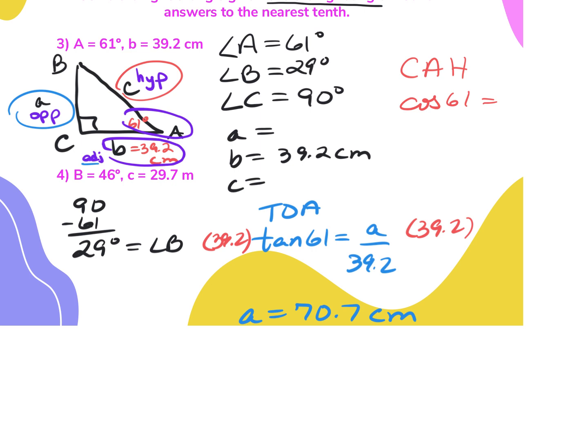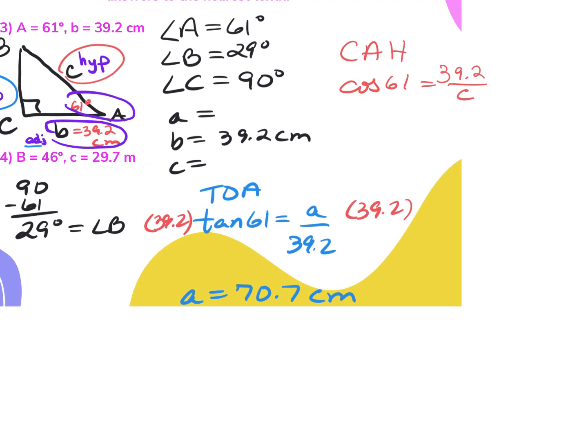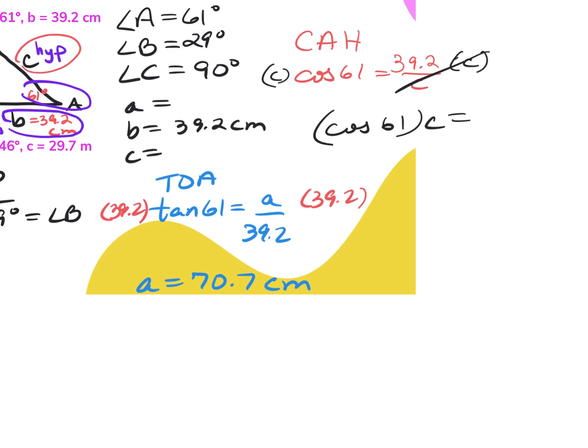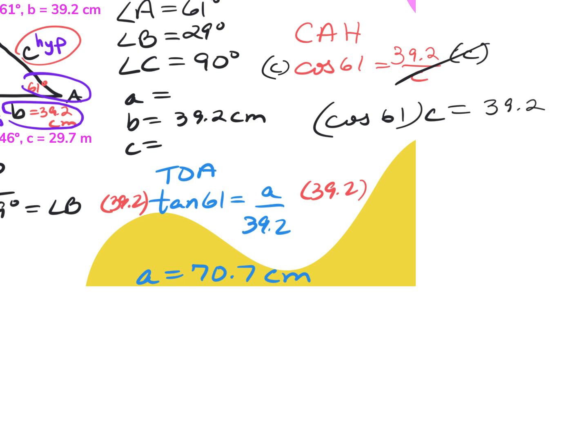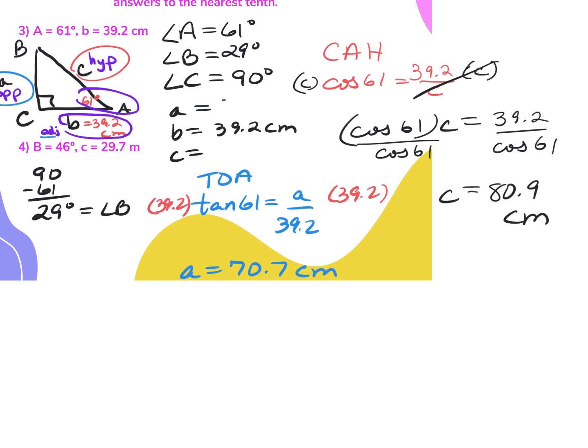So this time my variable is going to be in the denominator. So 39.2 over C. Again, you could either solve it as a proportion or multiply both sides by C to get that out of the bottom of the fraction. So cosine of 61 times C equals 39.2. Divide both sides by cosine of 61. And lowercase c, that hypotenuse, is 80.9 centimeters. So now I have completed the triangle, 70.7, 80.9.